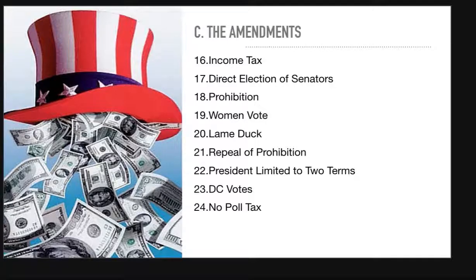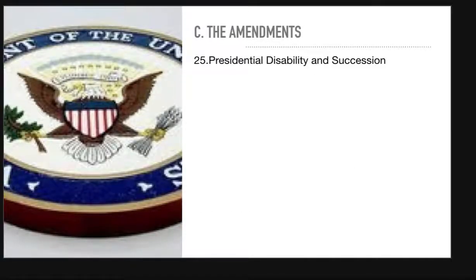24 is no poll tax. So unfortunately, the 13th, 14th, and 15th Amendment did not get rid of all of the exclusions that some states were doing to prevent blacks and others from voting, and so they were creating poll taxes that were not necessarily illegal. If you were a strict viewer of the Constitution, there's nowhere you're going to find something that said no poll tax, but they define that here in number 24. You are not allowed to charge a poll tax for people to vote. Number 24. Now, number 25 is presidential disability and succession.